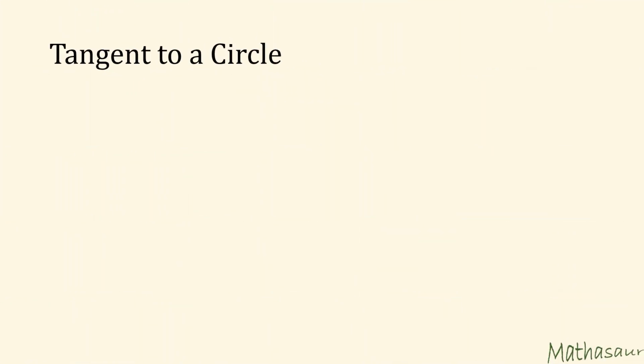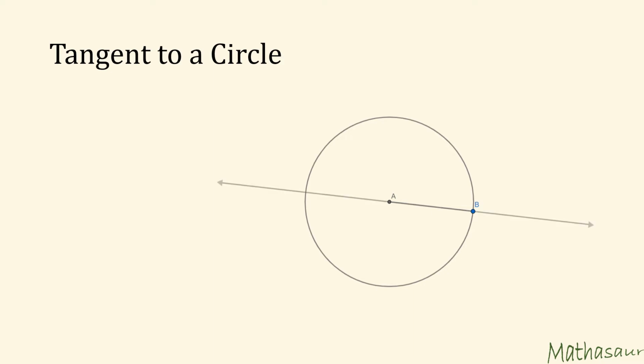Today, let us look at tangent to a circle. Let us take a circle with center A. The segment AB is the radius of this circle. Now let us draw a line passing through the points A and B.